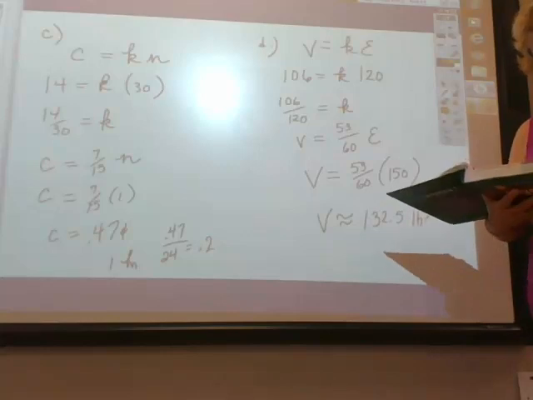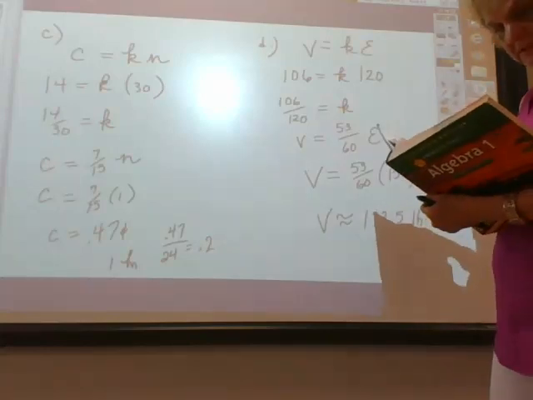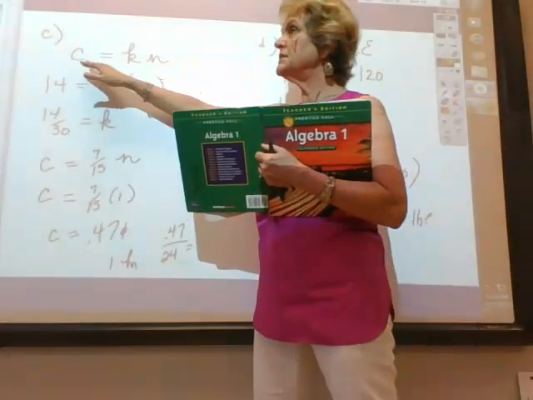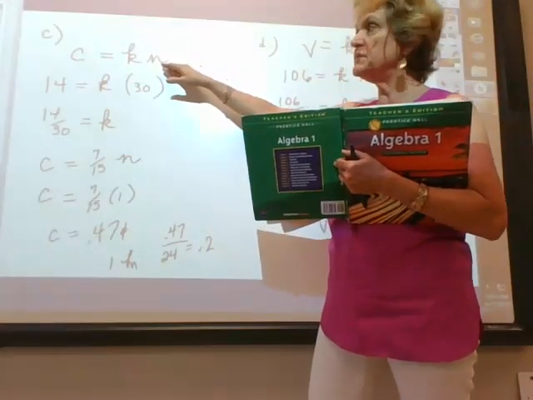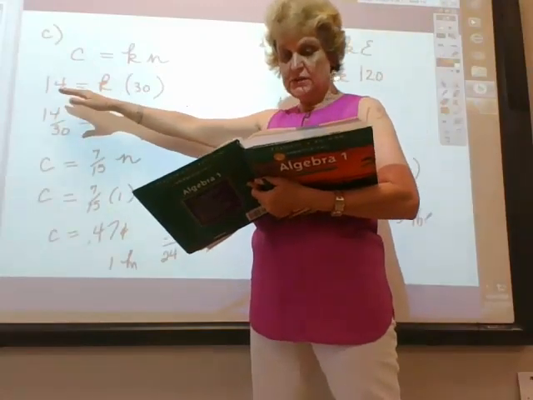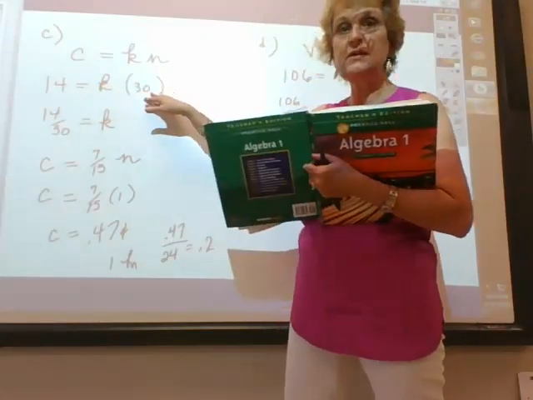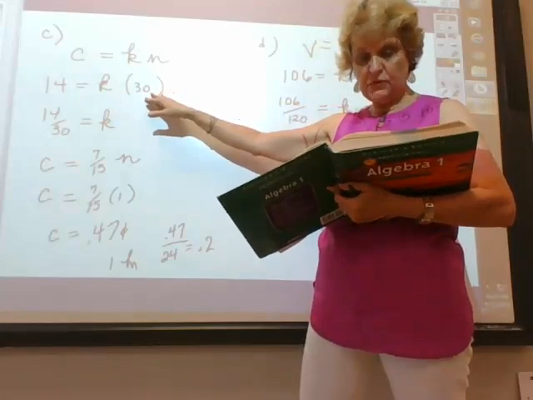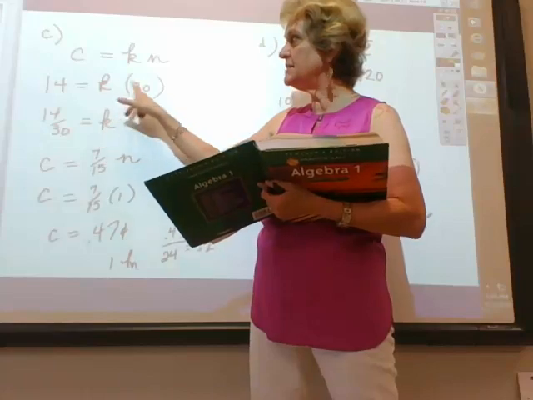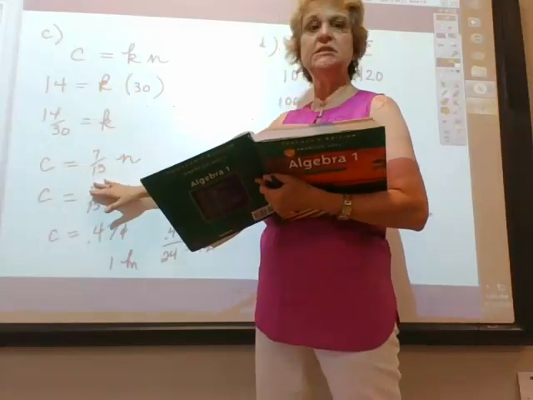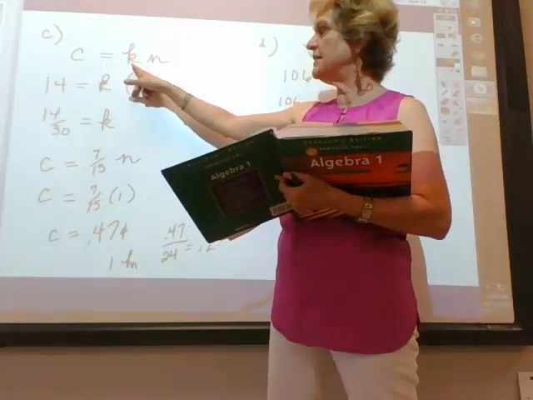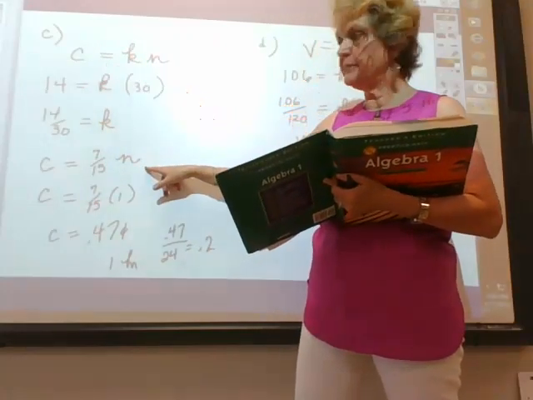All right, so for C, the cost of operating a TV varies directly as the number of hours. So cost is constant times number of hours. Okay, so it said it costs $14 to operate a TV for 30 hours. Okay, or 30 days, sorry. So my constant is 14 over 30, which I reduced to 7/15. And I wrote cost is 7/15 times the number.